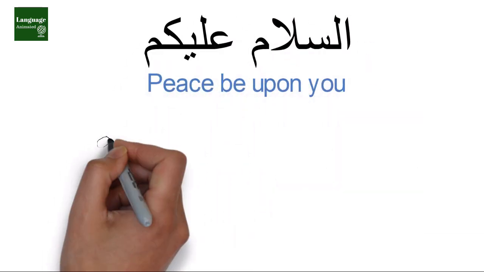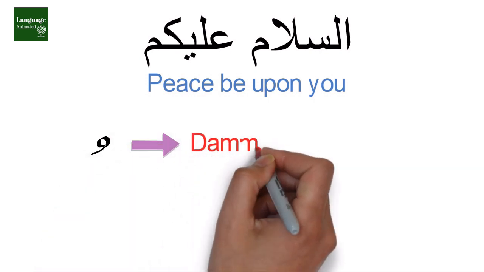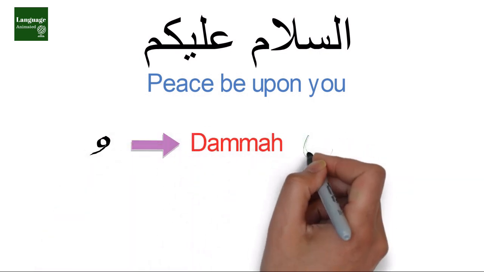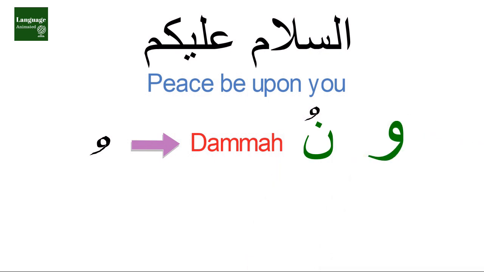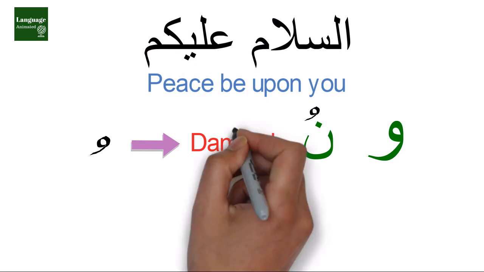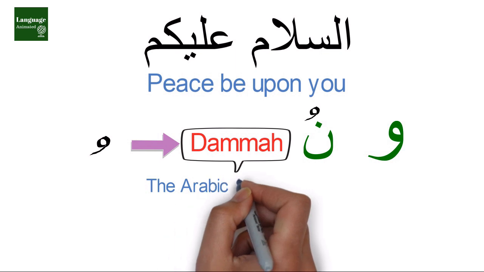Today we will learn another short vowel which is called Dammah, which is used above the letters. It looks like the Arabic letter Wow, which you learned earlier in the first lesson on the Arabic alphabets. It's called Dammah, the Arabic short vowel.